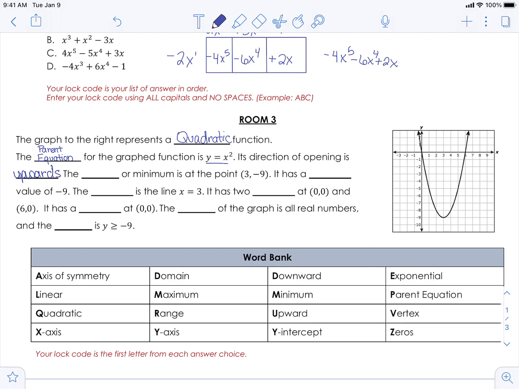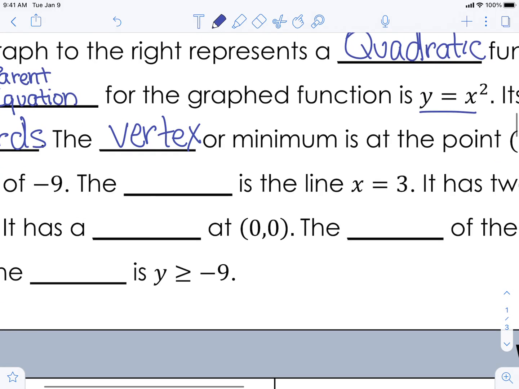The blank or the minimum is at the point 3, negative 9, so that's this point. What was its other name besides a minimum? That would be a vertex. And it's a minimum because it opens up. Okay, it has a blank value of negative 9. Well, if we look, negative 9 is the lowest point on the graph, so that would be a minimum value. Okay, the blank is a line, x equals positive 3, so that's this right here. And it's cutting our parabola in half, which makes it the axis of symmetry.